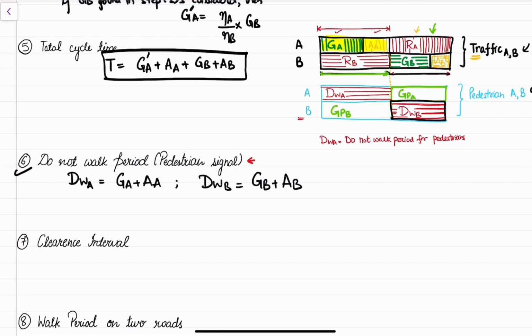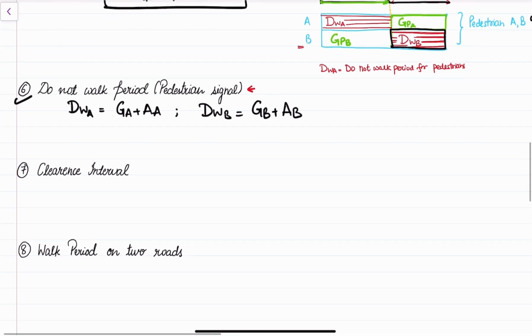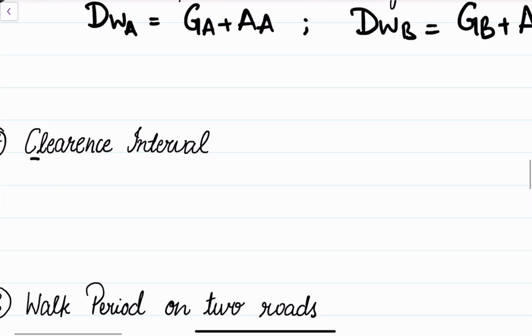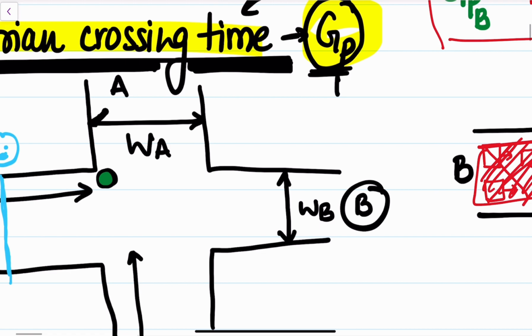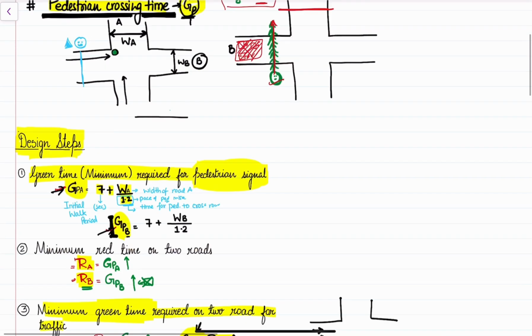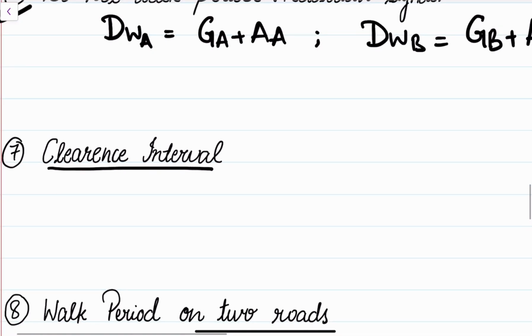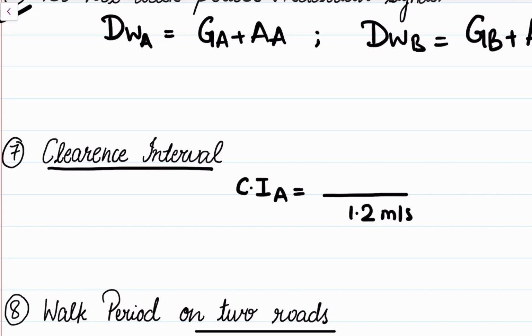Now the seventh parameter is the clearance interval, right? That is the time for the whole of the pedestrians to cross the width of the road. Whole of the pedestrians cross the respective width of the road. For the clearance interval for road A, we have seen the pedestrians move with a speed of 1.2 meters per second.